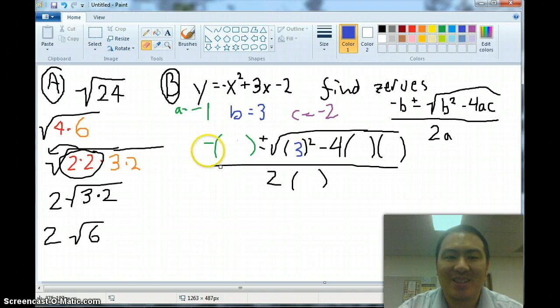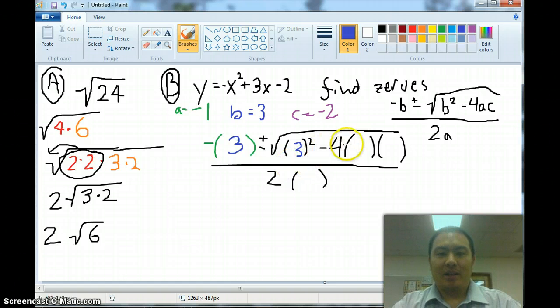Here we go. It should be 3. Alright, 3. Then later we have minus 4a. Where's the a? A is -1. And c. C is -2. Okay, and then 2a. A is going to be -1.